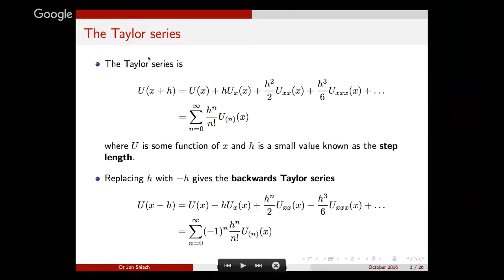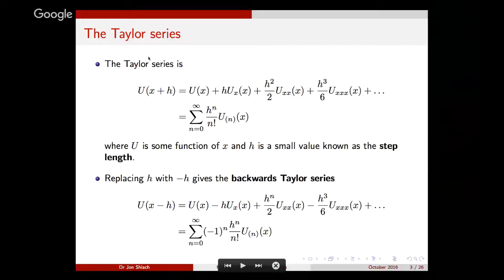Unfortunately, with infinite sums, we can't calculate that, because we'd be here until the end of time trying to calculate this. So in a minute, what I'm going to talk about is the idea of truncating the Taylor series. This is known as the forward Taylor series because you're adding h to x, so you're going forward along your domain.